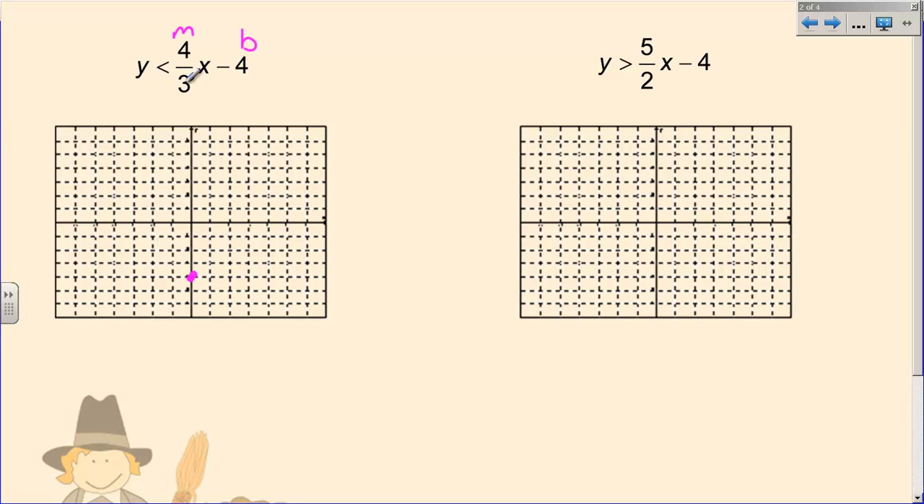And then I'm going to use my slope to get to the next point. My slope is 4/3, so I have to go up 4 and over 3. So from here I'm going to count up 1, 2, 3, 4, and over 3. And I can graph a line from here.